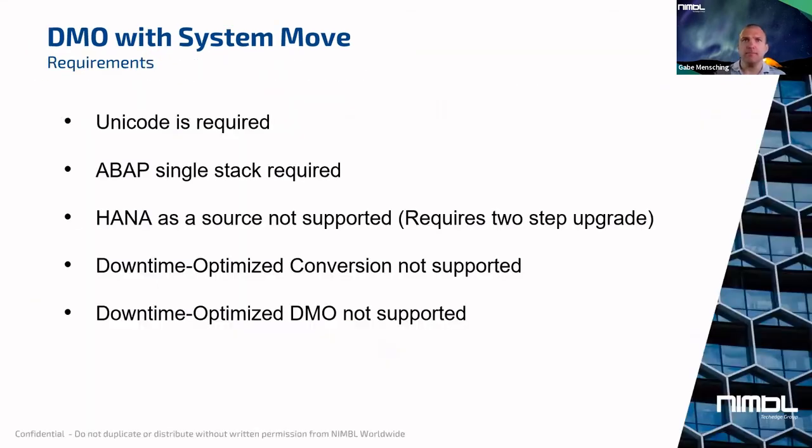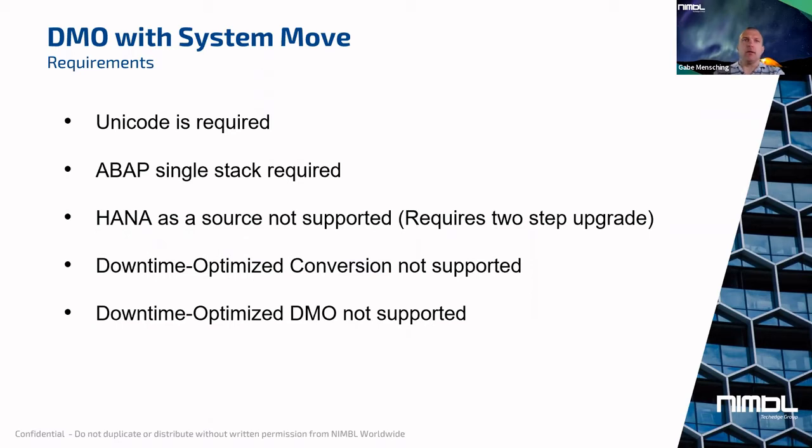Next slide, please. So some of the requirements for using the DMO system move option. As with any upgrade to S/4HANA or even a migration to HANA, you need to be Unicode in your ECC system today. So if you're non-Unicode, you'll need to do a Unicode conversion prior to your move to S/4HANA. A single stack is required for ABAP.